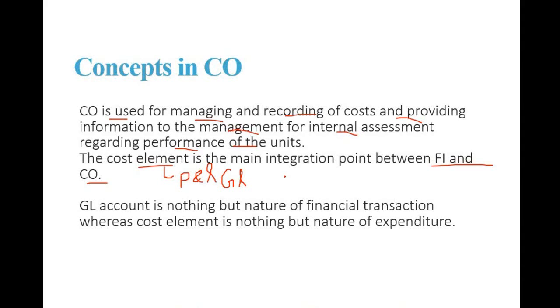We will use the same number and same name in controlling also. If the salaries account has some 4 lakh GL account number, the same number we will use as a cost element in controlling, with the same name. So the cost element represents both revenues as well as expenditure in controlling. The GL account is the nature of a financial transaction, whereas the cost element is the nature of an expenditure.